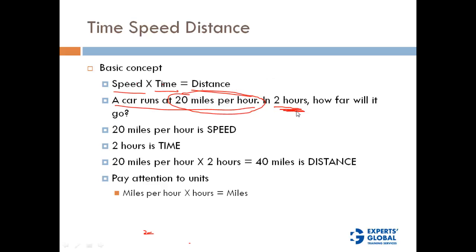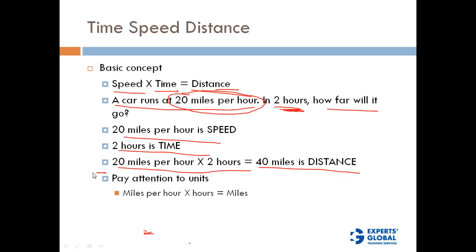I am traveling for 2 hours. How far do I go? I go speed into time, that much far. So 20 miles per hour is the speed, 2 hours is the time. 20 miles per hour into 2 hours, I get 40 miles. So 40 miles is the distance.